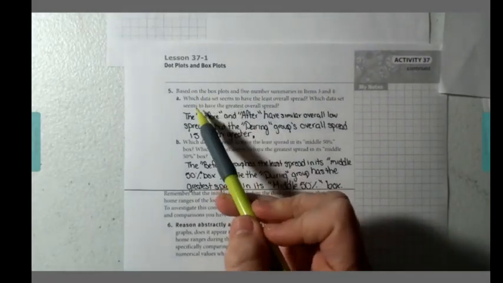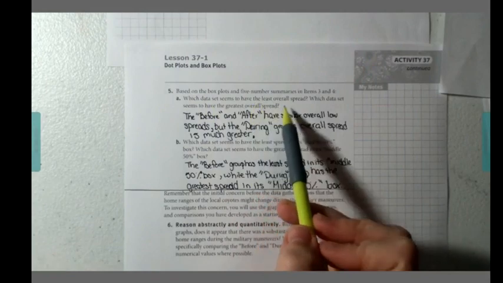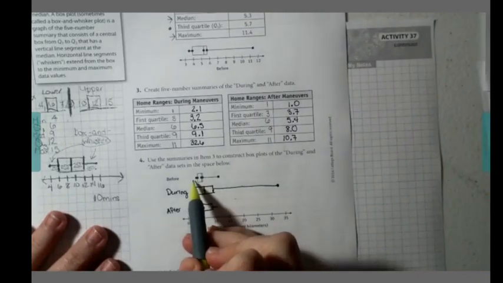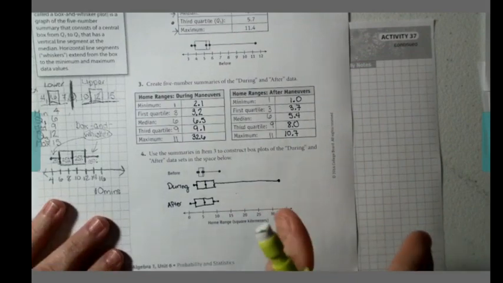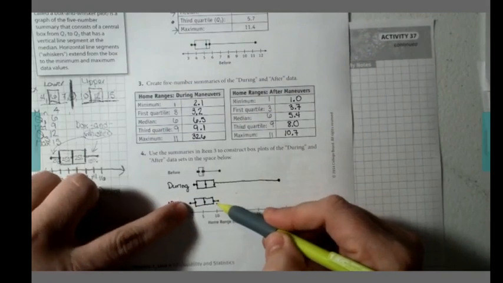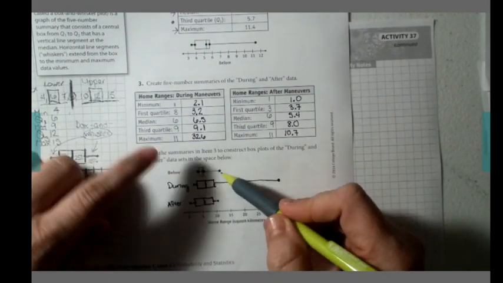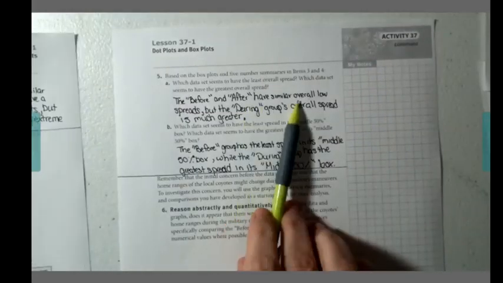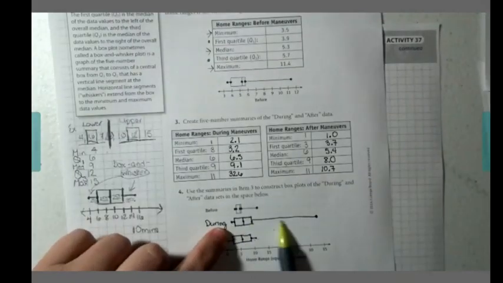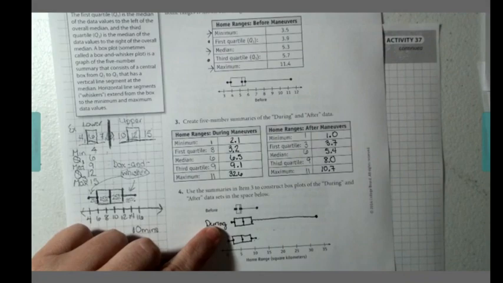So let's take a look at the way I answered question 5. Question 5 asks, which data set seems to have the least overall spread? So they're talking about the smallest from beginning all the way to the end. So min all the way to max. Well, these two look about the same length overall, okay? So I said that before and after have similar low spreads, while the "during," you can clearly see that that's the greatest spread from min to max, okay?